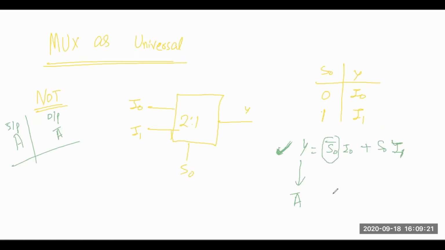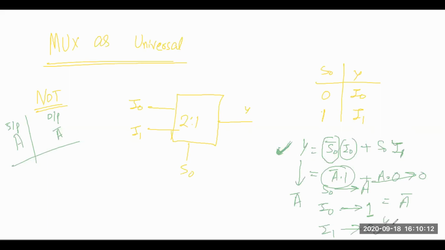You can see that there is only one thing which is in complement form. So suppose you give s0 as A, then s0 bar becomes A bar. The second term is I0, and if you give I0 as 1, this whole thing will become A bar. Since the other term is A into I1, you need to remove this term, so you give I1 as 0. If you substitute in this way, this becomes A bar dot 1 and this becomes A dot 0. A dot 0 is 0, so at the end you will get A bar.